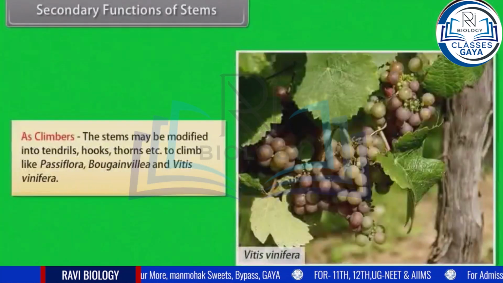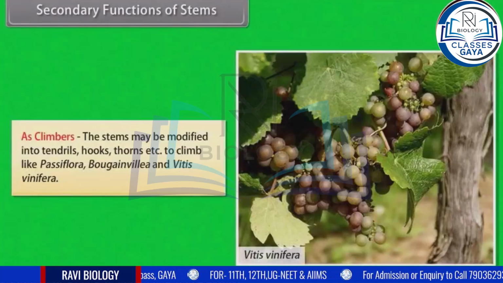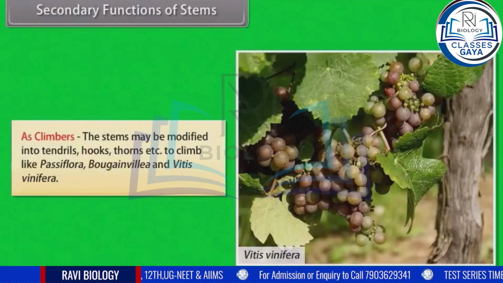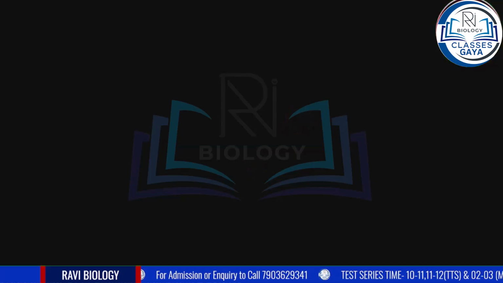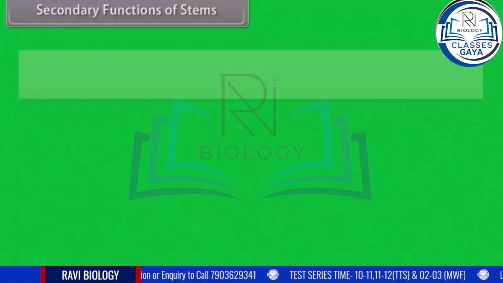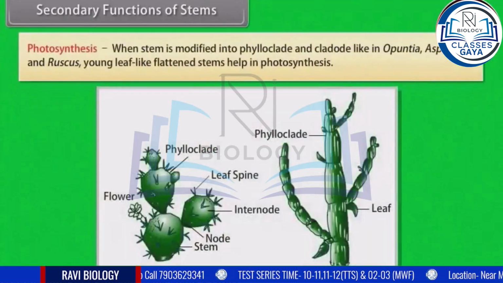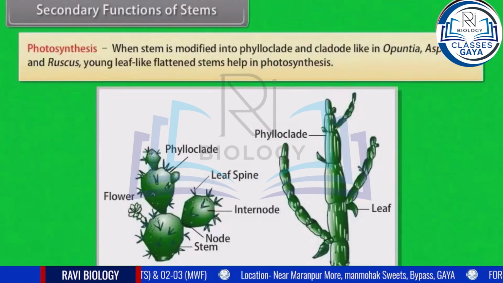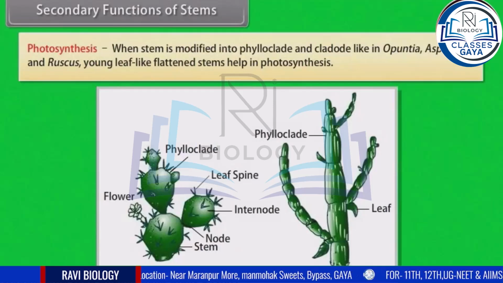As climbers. The stems may be modified into tendrils, hooks, thorns, etc. to climb like Passiflora, Bougainvillea, and Vitis vinifera. Photosynthesis. When stem is modified into phylloclade and cladode like in Opuntia, Asparagus, and Ruscus, young leaf-like flattened stems help in photosynthesis.